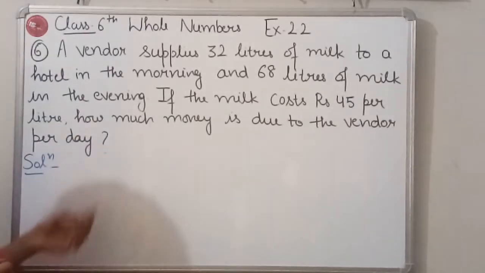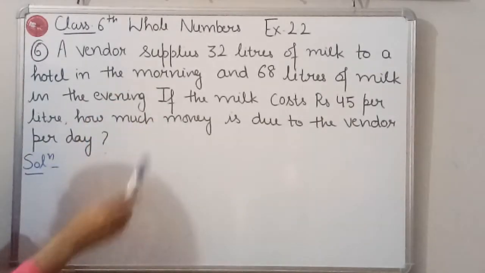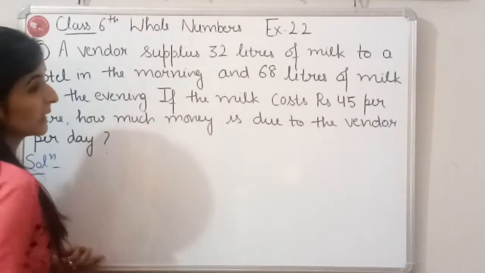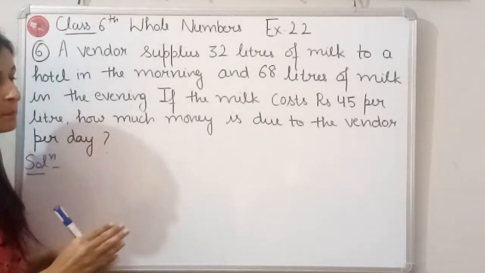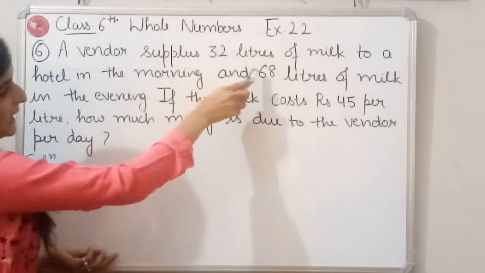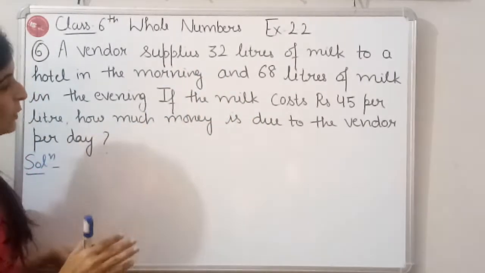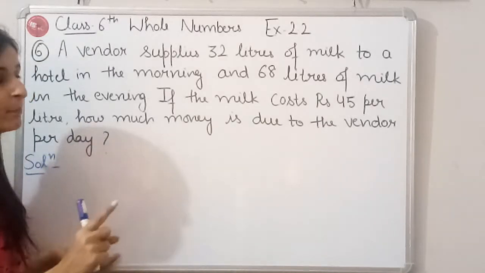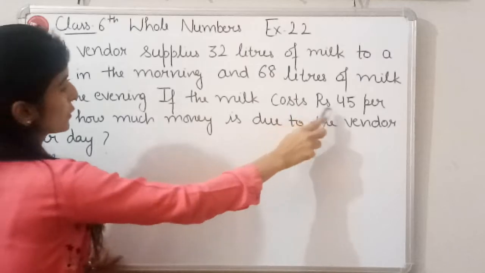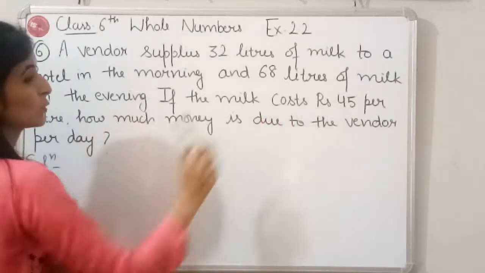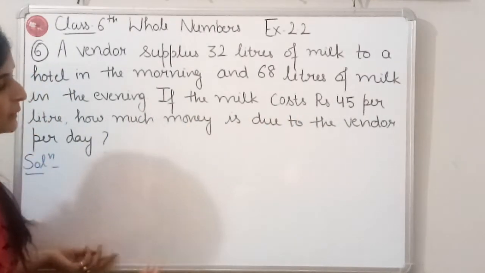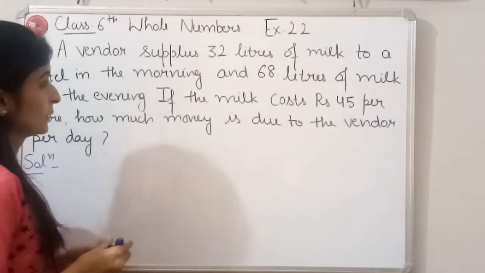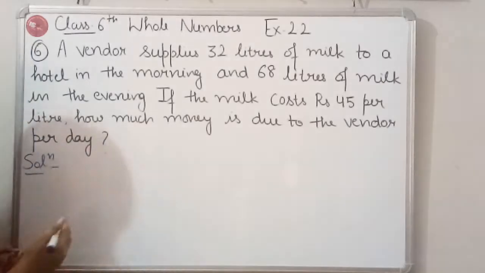Children, we have given the milk supplied in the morning, that is 32 liters. Milk supplied in the evening is 68 liters. So we can find the milk supplied in one day by adding these two. Now we have to find out the cost of milk supplied per day. See, the cost of 1 liter of milk is rupees 45. So we can find the cost of milk supplied in one day. Fine. So let us find the solution of this question.